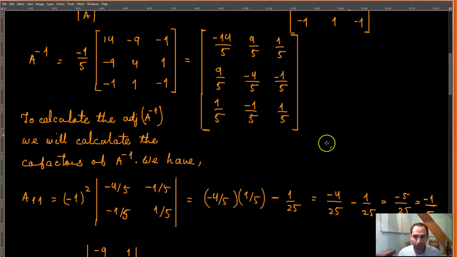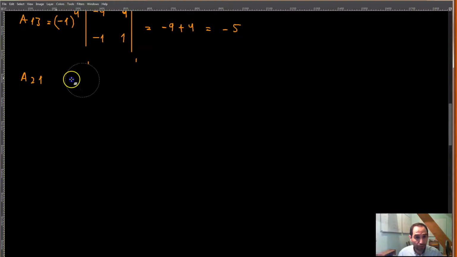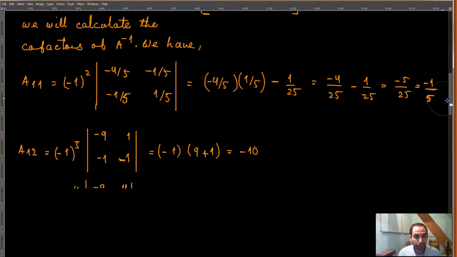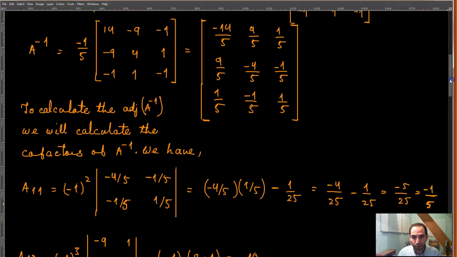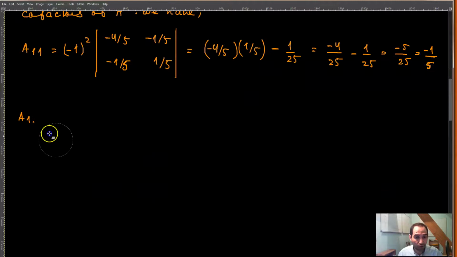So I made this mistake, and I calculated quite a few of these cofactors, but that's actually not correct. So I have to go back. I think the first one is correct: -1 to the second power times the determinant of -4/5, -1/5, -1/5, and 1/5. This one is correct, but the rest of them are actually wrong, and I need to calculate them again.